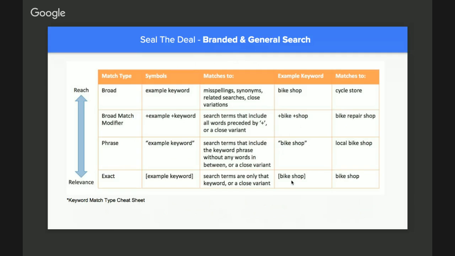Then lastly, there's exact match. This will only show your ad if it specifically 100% matches this. If it says bike good shop or the best bike shop, you won't show up. So exact match is really hard to nail down. If you know specifically that you only want to show up if they're typing it in exactly like this, then sure, use exact match. It'll account sometimes for misspellings and plurals, but will not include synonyms or other words in there. So generally, I stay away from exact match until I'm 100% sure of what people are actually searching.